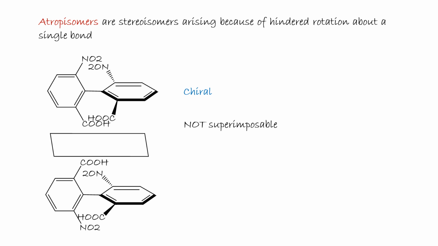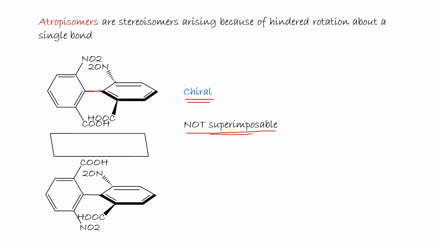In a diphenyl compound with substituents blocking the carbon-carbon rotation and with no plane of symmetry, you have a chiral molecule. These two mirror images are not superimposable.